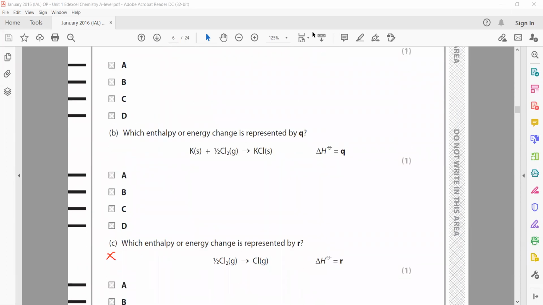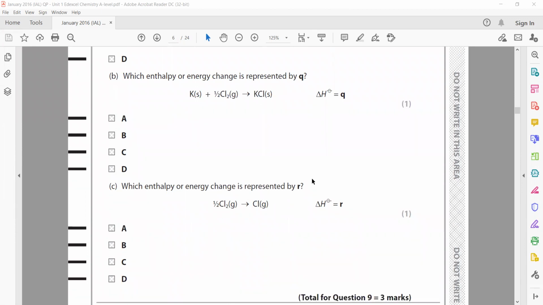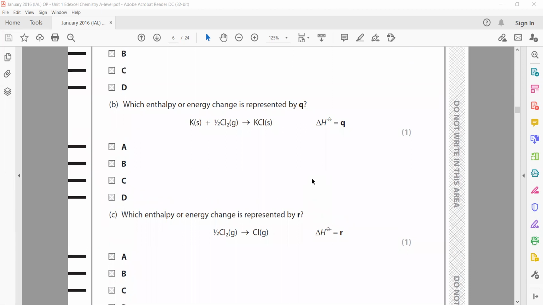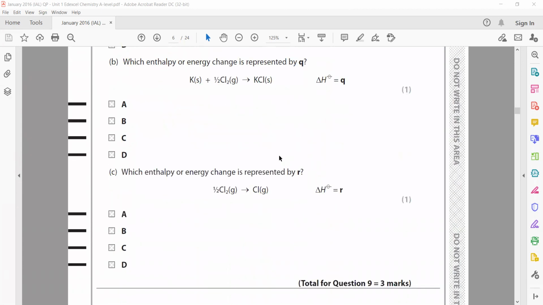And then the next energy change. So a molecule changes into gaseous atoms. So again, this is atomization. So C is the right answer, because 1 mole of gaseous atoms is formed from the element in its standard state.